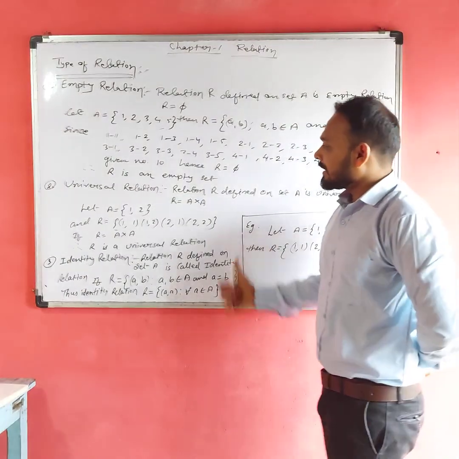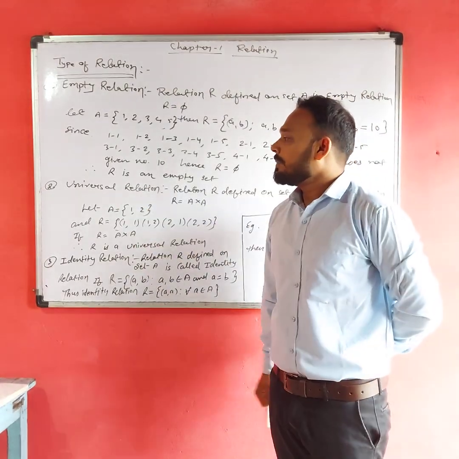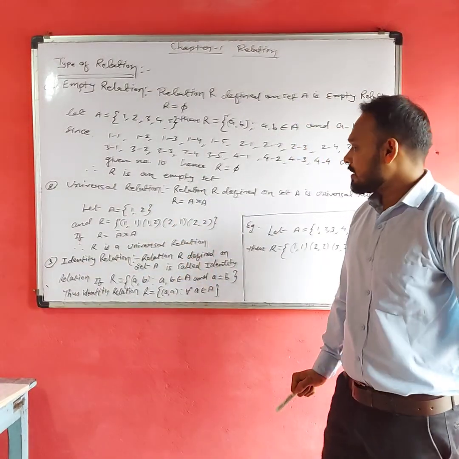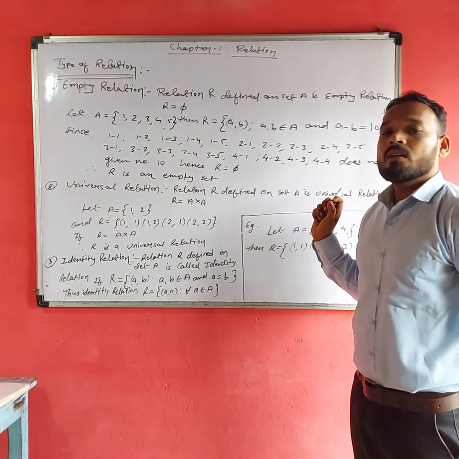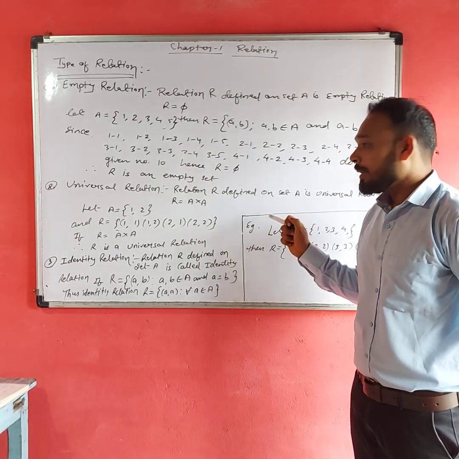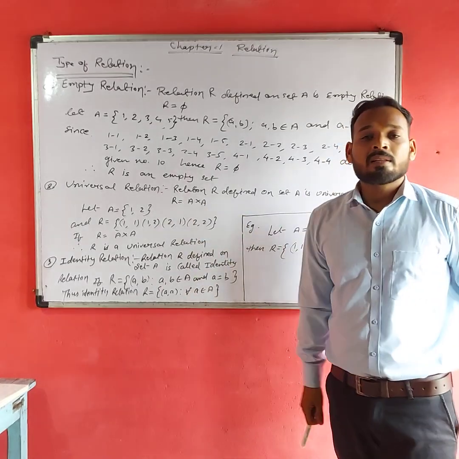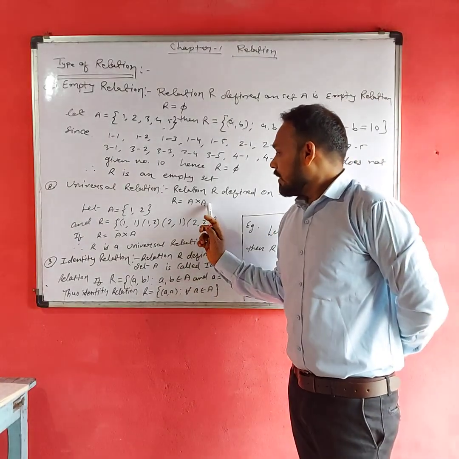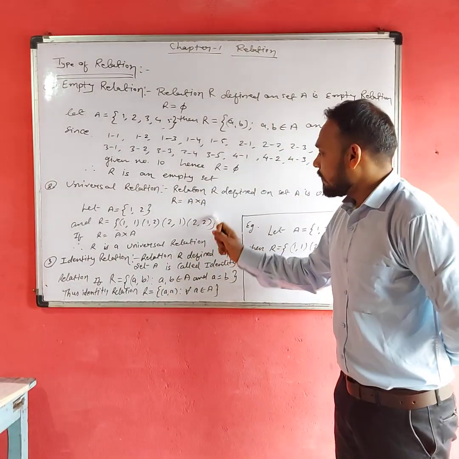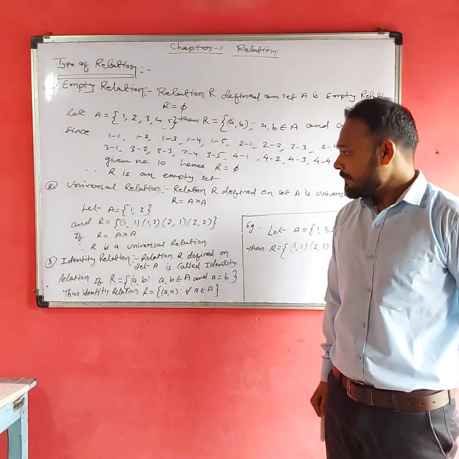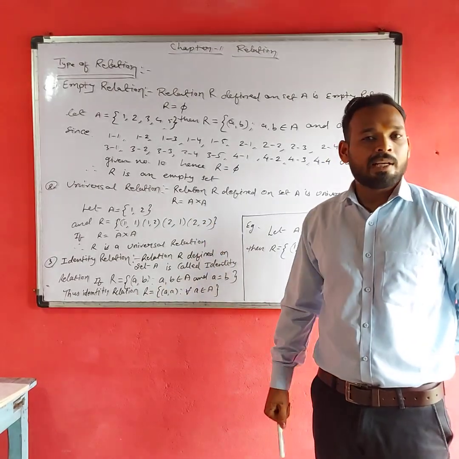Okay. After that, we will see the second relation, which means universal relation. A relation defined on set A is a universal relation if we write the relation equal to A cross A. A cross A means every element is related to itself and to all others.